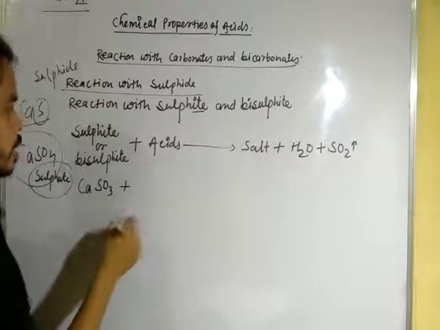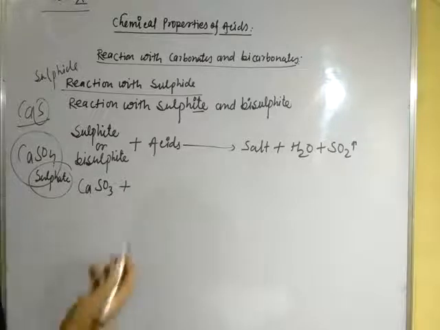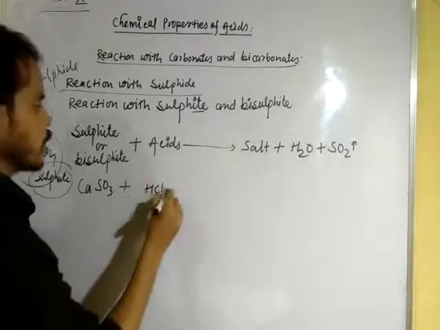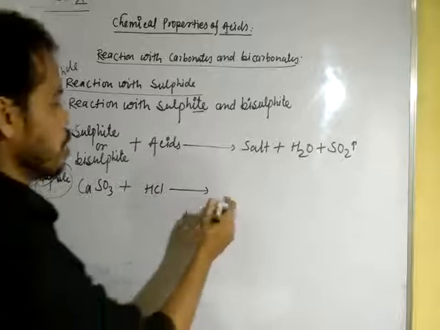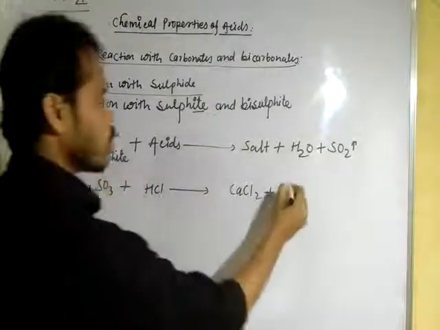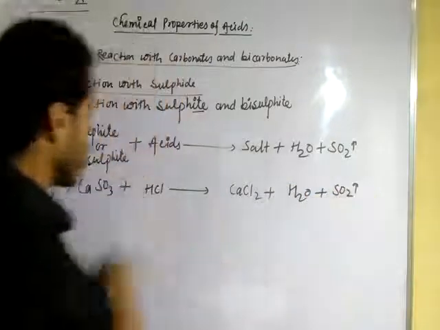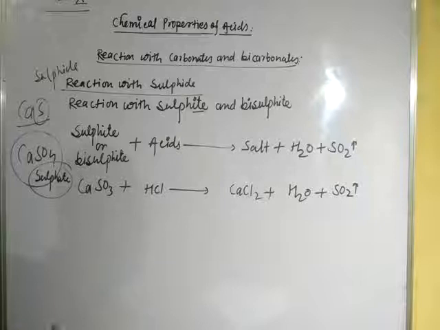Now we are going to write the reaction of sulfite and bisulfite. When calcium sulfite is treated with any acid like HCl, H2SO4, etc., it forms salt, calcium chloride. Once again, it forms CaCl2 plus H2O and SO2.